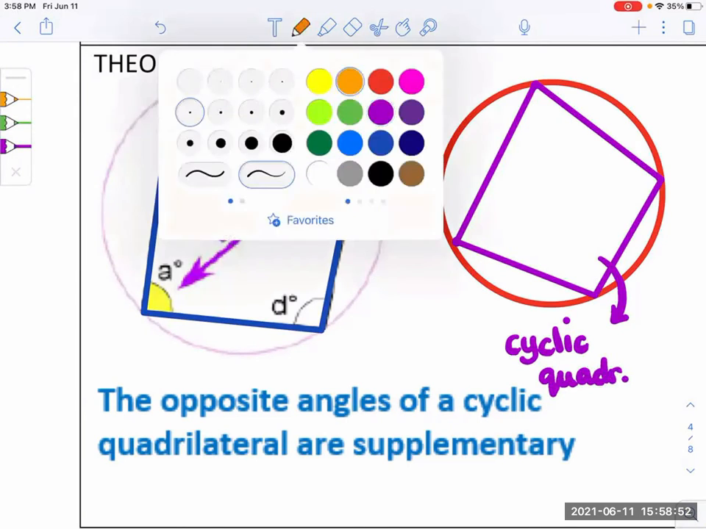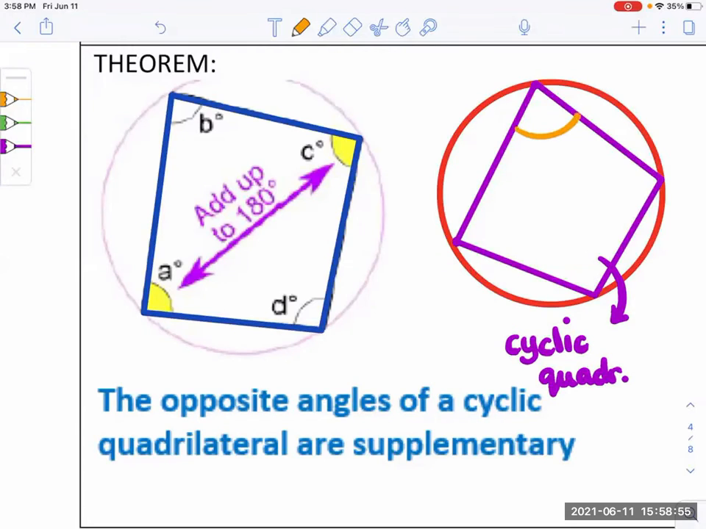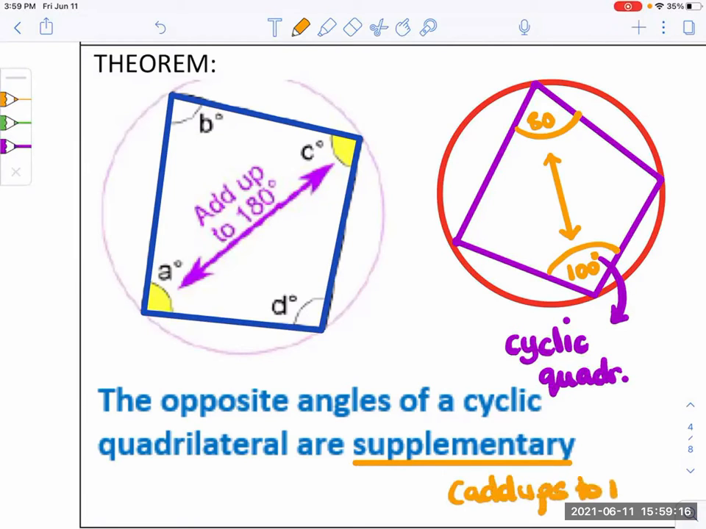And the property of the cyclic quadrilateral is, if this angle is 80 degrees, this angle would be 100, because the sum of the opposite angles is supplementary. The word supplementary means that it adds up to 180. You all remember that from primary school, supplementary, complementary. Yeah, Miss. Right. So if this angle here is 40 degrees, what would this opposite angle be?